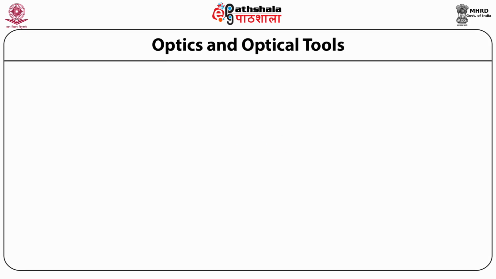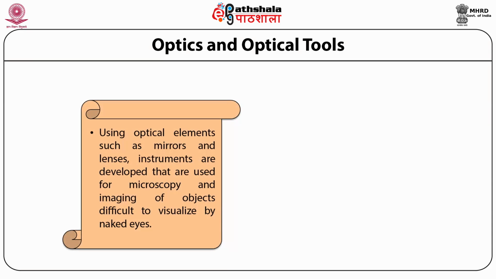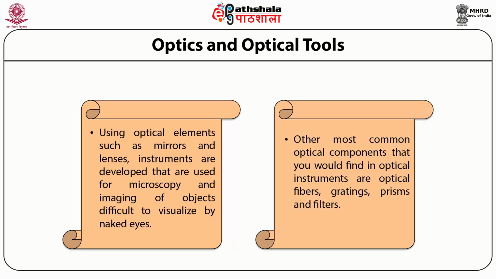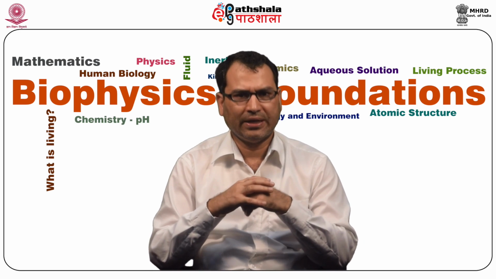Starting our discussion with optics and optical tools. In the module before this, we introduced various applications which are possible with light. Using optical elements such as mirrors and lenses, instruments are developed that are used for microscopy and imaging of tiny objects that are difficult to visualize by the naked eye. Other common optical components that you would find in optical instruments are optical fibers, gratings, prisms, filters, and so on. So how do you achieve imaging by a single lens?